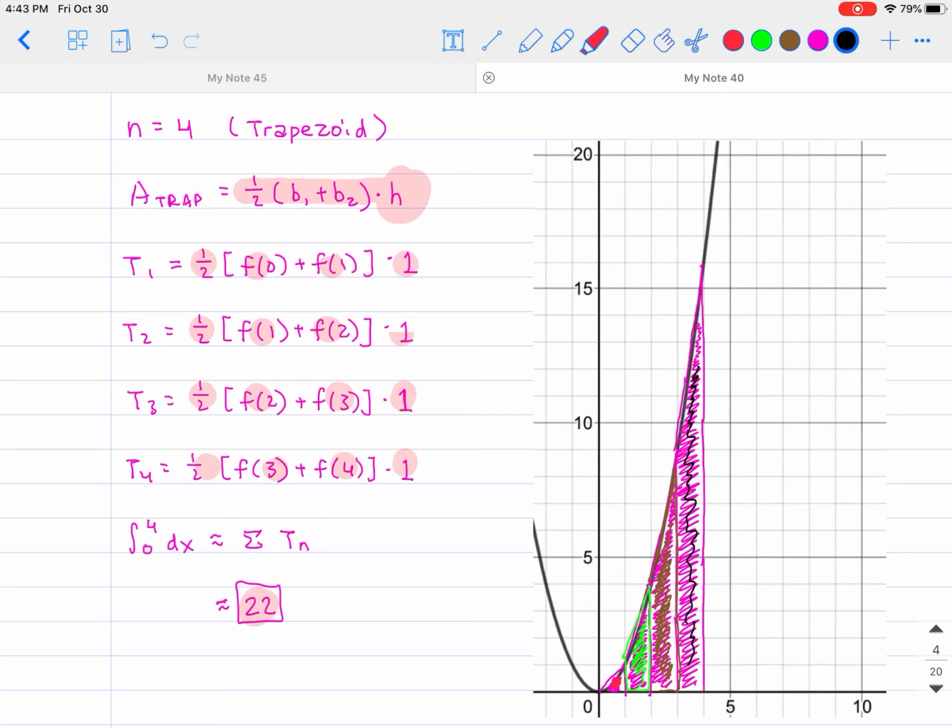And then finally, we're going to add them all up. The sum of all of these trapezoids gives us the estimate of the area under the curve, which in this case is going to be 22.